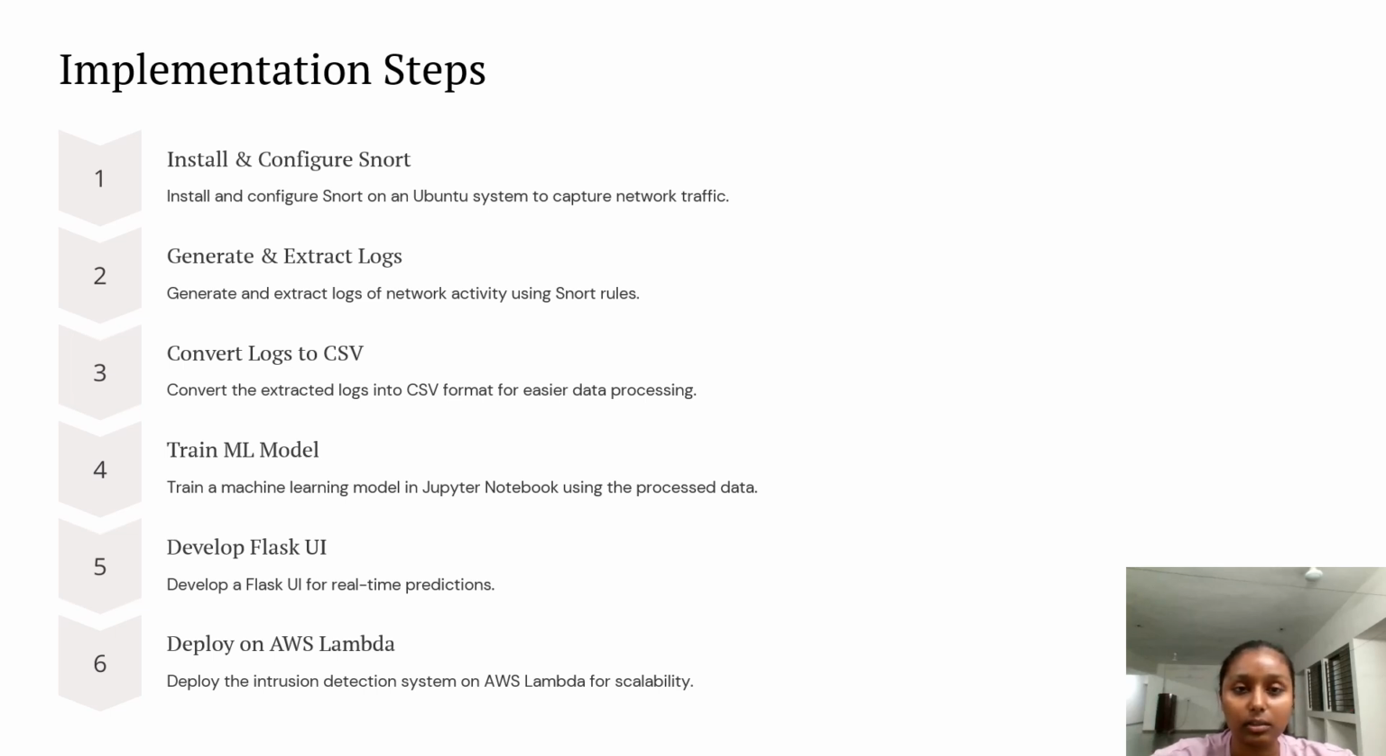The third one is convert logs to CSV. For making our project AI based, we have to train the model, and for training the model, we have to convert the Snort logs into CSV format. So we are converting that into CSV format using data pre-processing. Then we are training the model, and at last we have developed the UI, which will be shown in further slides. And at last we have to deploy the whole website on AWS Lambda.